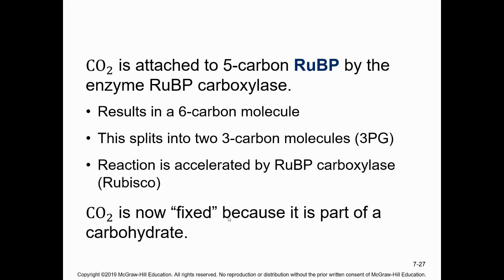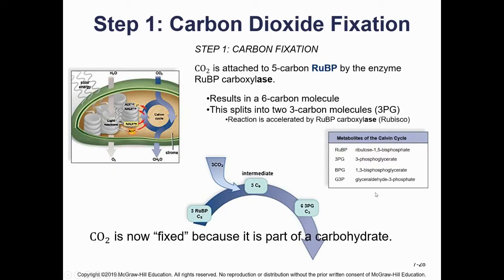I say it's fixed because I have fixed it into something that looks like a carbohydrate, because my 5-carbon RuBP has hydrogens attached to it, right? So it becomes a carbohydrate. Not the one I want, though. So step one, my carbon dioxide fixation.